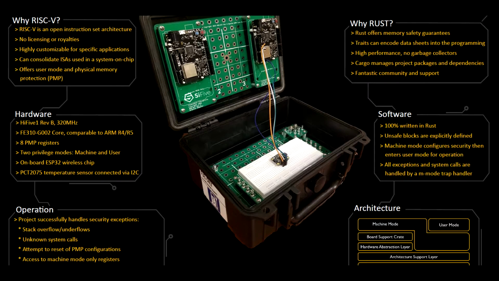The project software is written in Rust with some inline assembly. Any blocks of code that are unsafe, for example dealing with raw pointers, are explicitly labeled and contained in unsafe blocks. The hardware boots directly into machine mode where the user mode security is configured before entry. User exceptions and system calls are trapped and diverted to a handler function operating in machine mode.